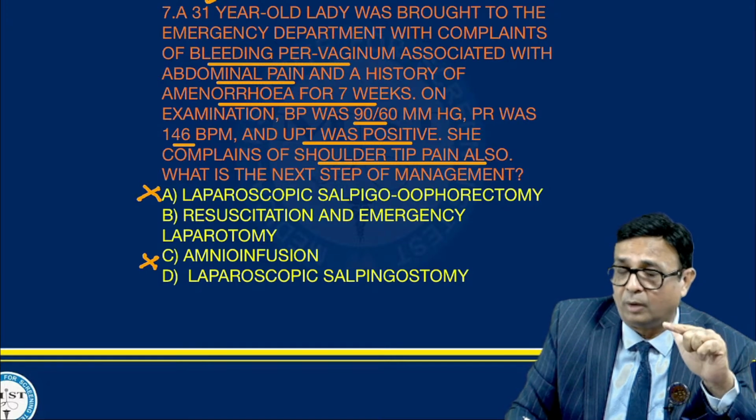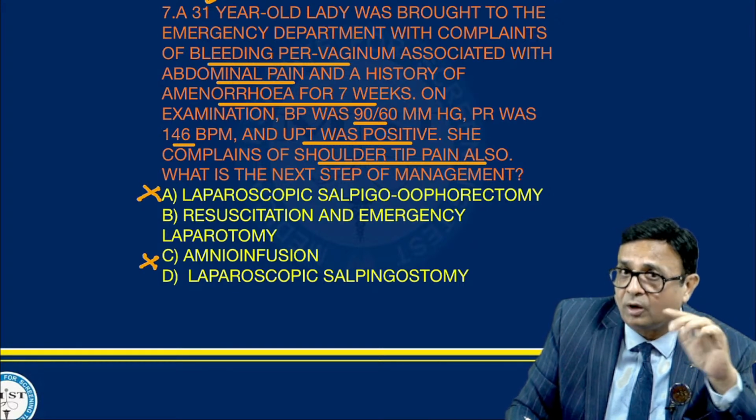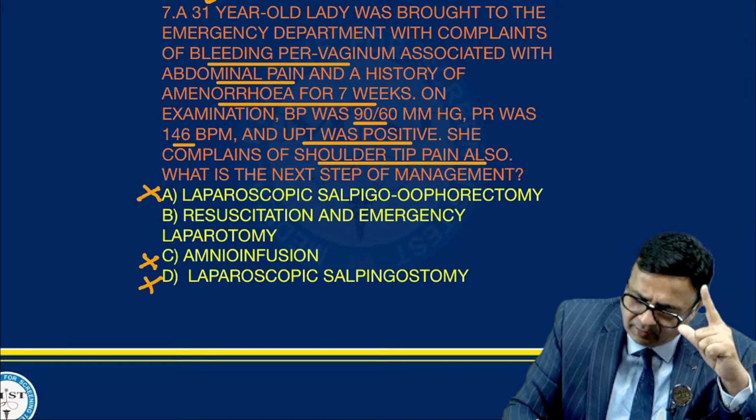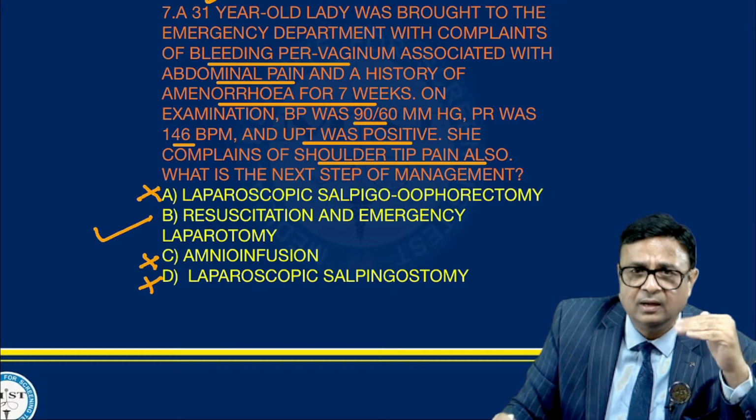Laparoscopic salpingostomy, a very important question for the 4th June exam. It is the management of unruptured ectopic. But in this question, the ectopic is ruptured, so the correct answer is resuscitation and emergency laparotomy.